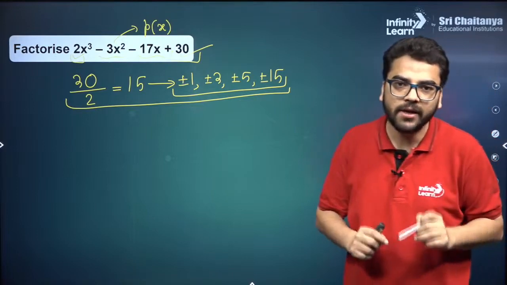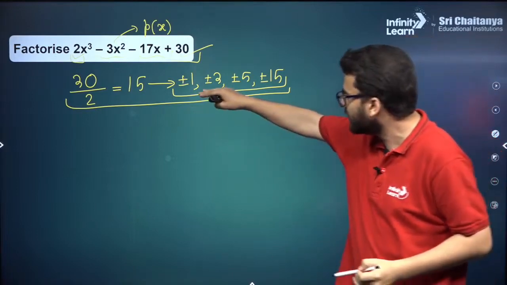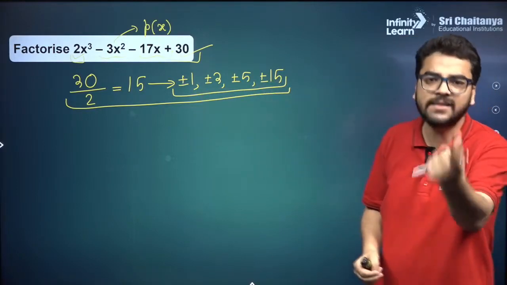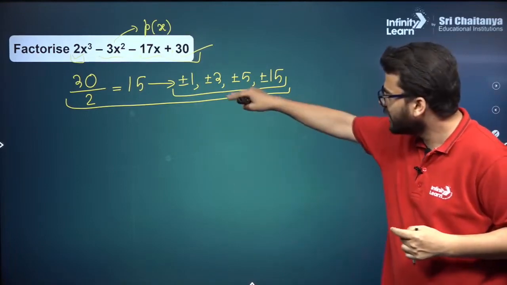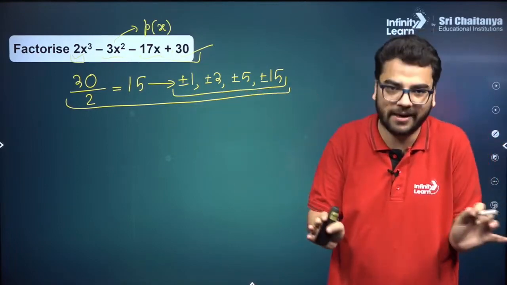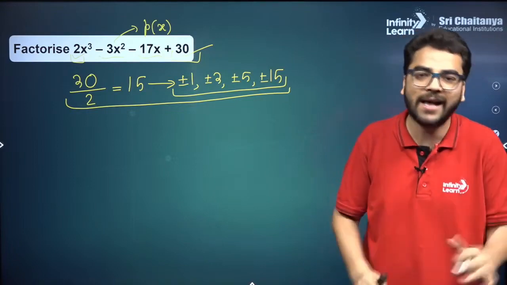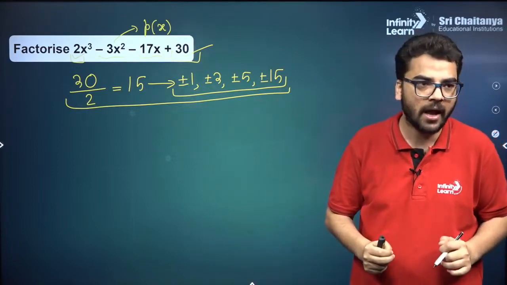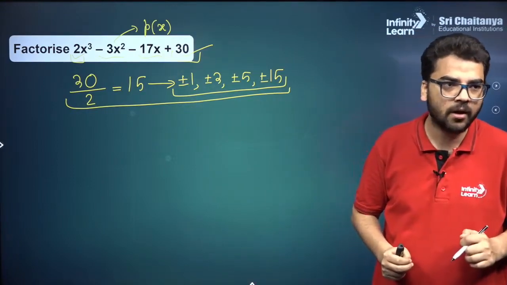Now what is your duty? You want to know that out of these values at least one zero you can find. So out of these values only zeros can be there. You cannot have any other value as the zero of this cubic polynomial. I hope it is okay with you guys, right?